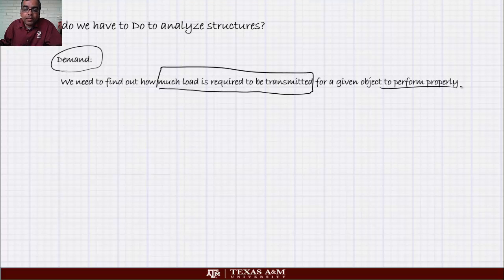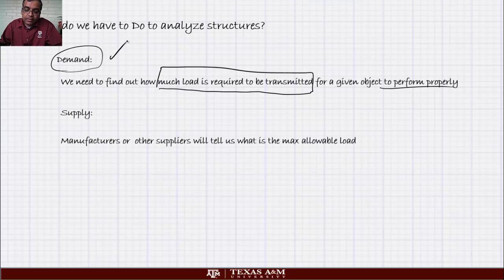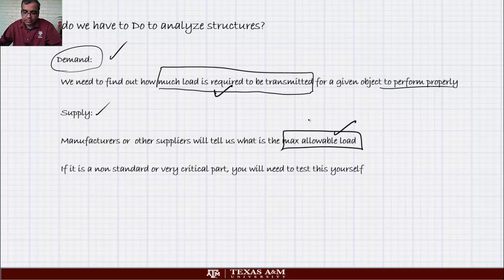What do we mean by perform properly? It may mean that it has to be rigid, or it has to move, or it has to break at the appropriate time. All of these things are there. So that's what we mean by we have to find the demand. Then we have to find out the supply, which says, according to the manufacturers or other suppliers, what is the maximum allowable load. So can you see, compare this required, the demand, allowable is the supply, and if it is a non-standard or very critical part, you are not going to take your manufacturer's word for it.